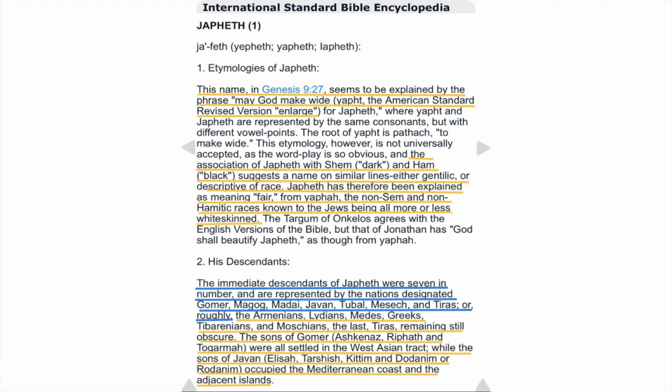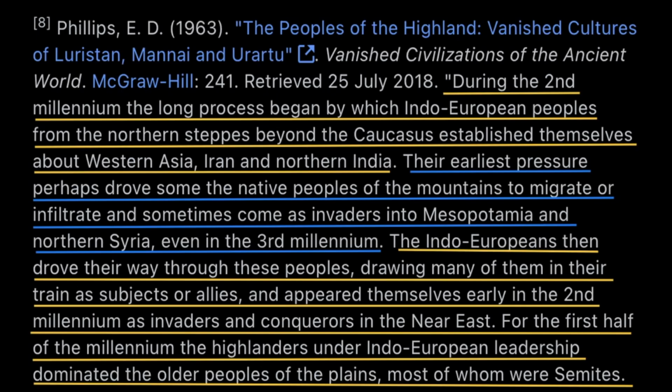It is believed that Gomer's descendants, Ashkenaz, Riphath, and Togarmah, but perhaps more specifically Togarmah, settled in West Asia, that's the Middle East. While the sons of Javan, Elishah, Tarshish, Kittim, and Dodanim, or Rodanim, occupied the Mediterranean coast and the adjacent islands. So those people settled the Mediterranean, Southern Europe. And this is from International Standard Bible Encyclopedia. And this fits with what we see when it comes to the migration of these Indo-European peoples.